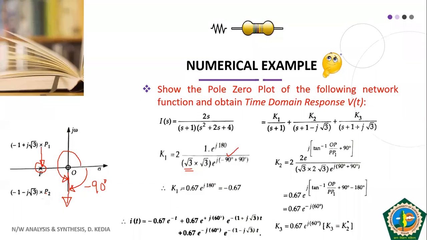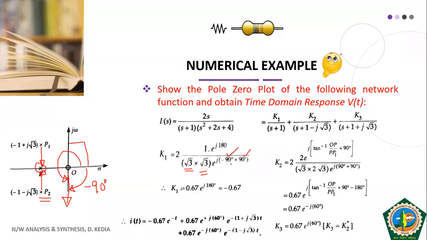Now let us calculate the magnitude and phase for the third pole, that is this one. We'll draw a phasor from P2 to P. How much is the distance? The distance is root 3. And how much is the phase angle? It is directed towards the positive y-axis, and the angle is plus 90. So this is plus 90.